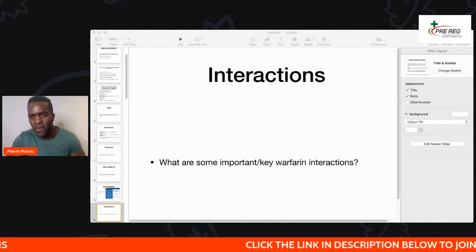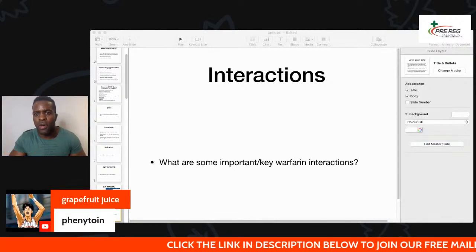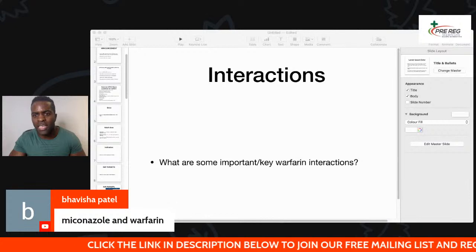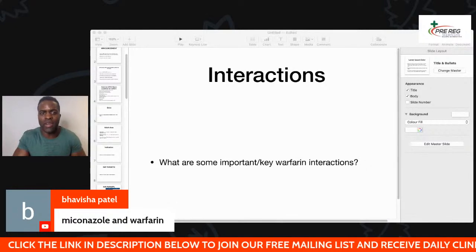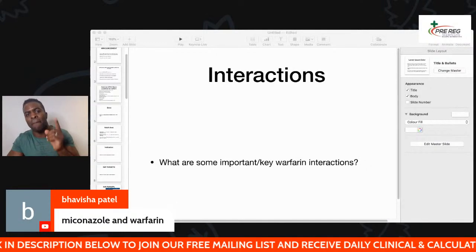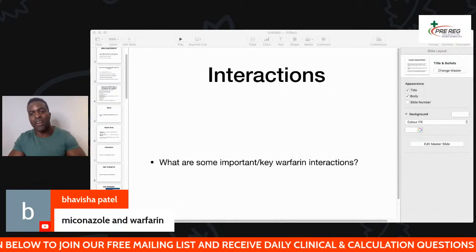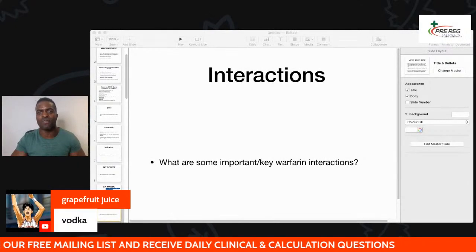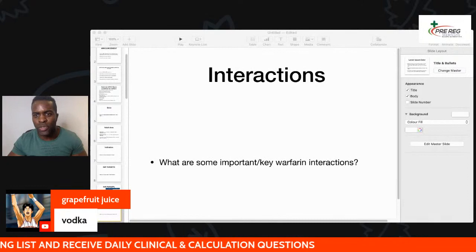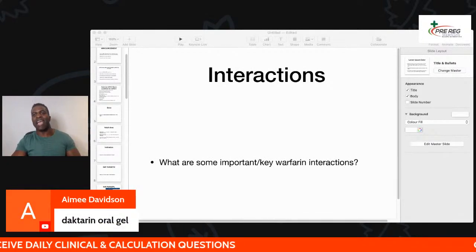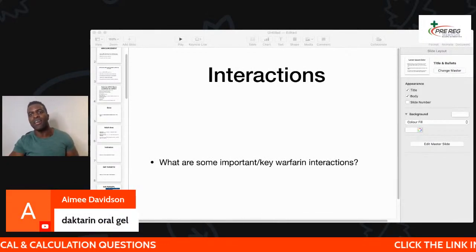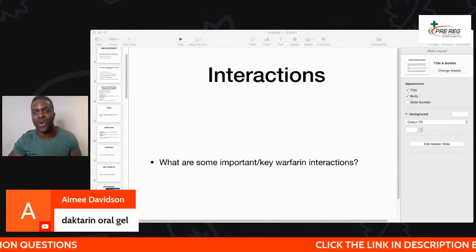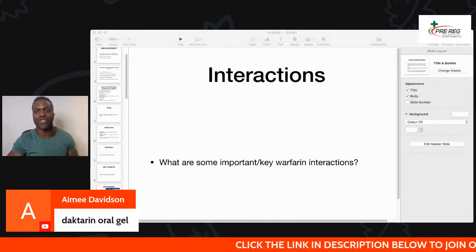I've got phenytoin, grapefruit juice. Babisha says miconazole and warfarin. Absolutely important. MHRA, so important. Remember that stuff. Grapefruit juice. My girl Amy Davidson, you know the score.